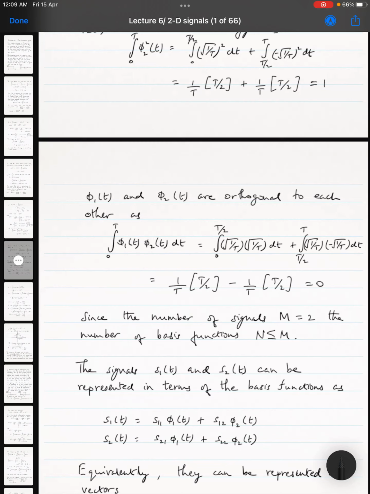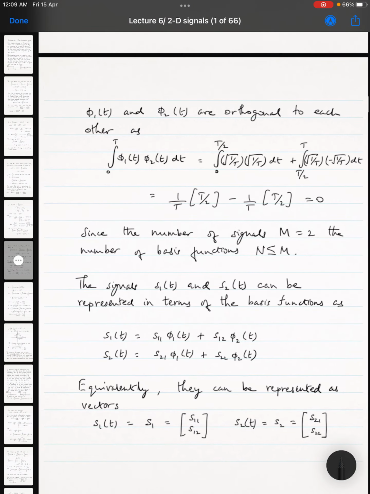Okay, so since we have only two signals, we have already computed two basis functions. The number of basis functions is always less than or equal to the total number of signals. So in this case, with two signals and two basis functions already, that would be sufficient to represent the two signals.